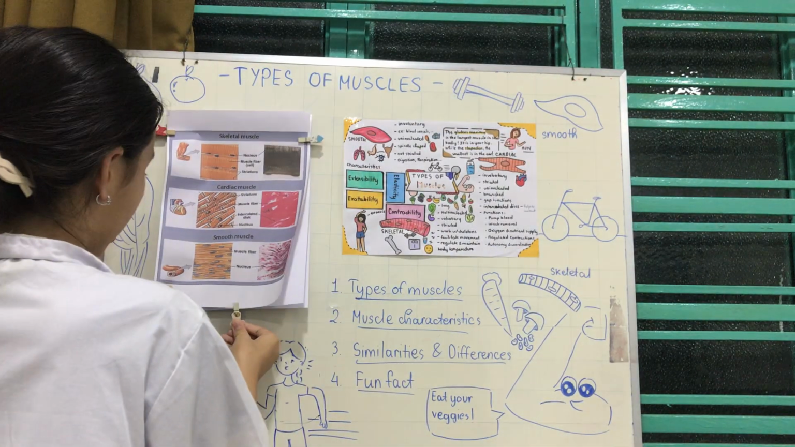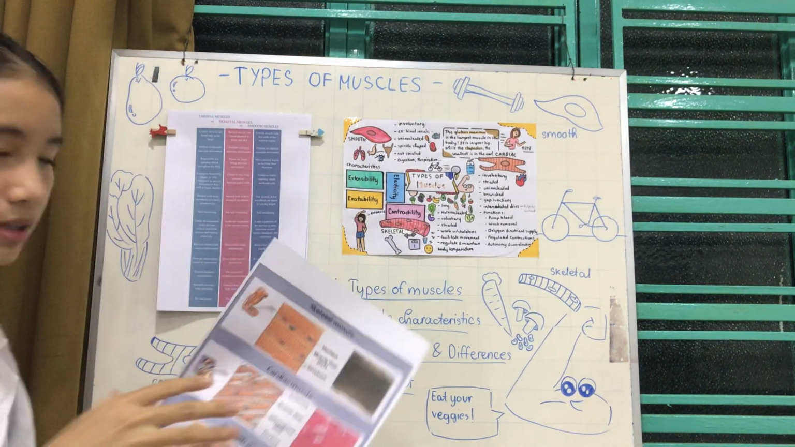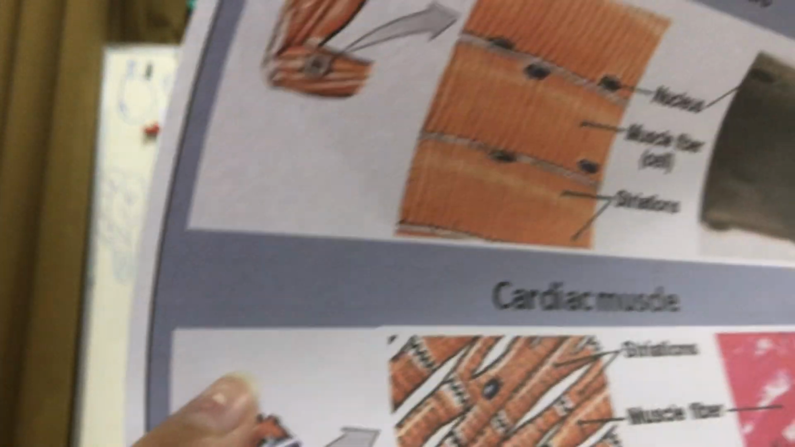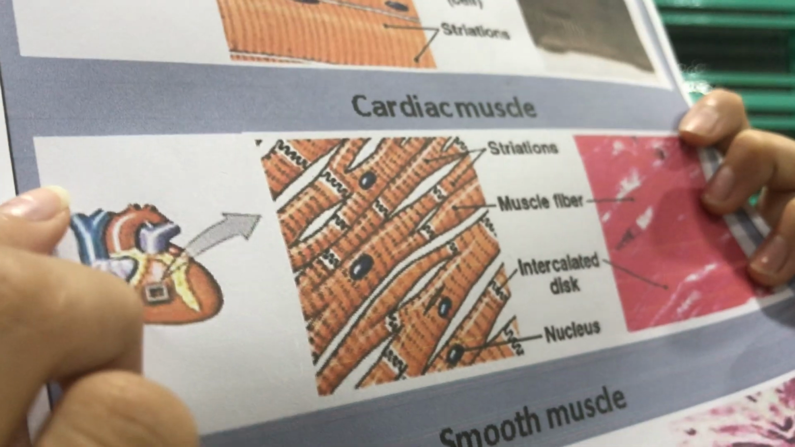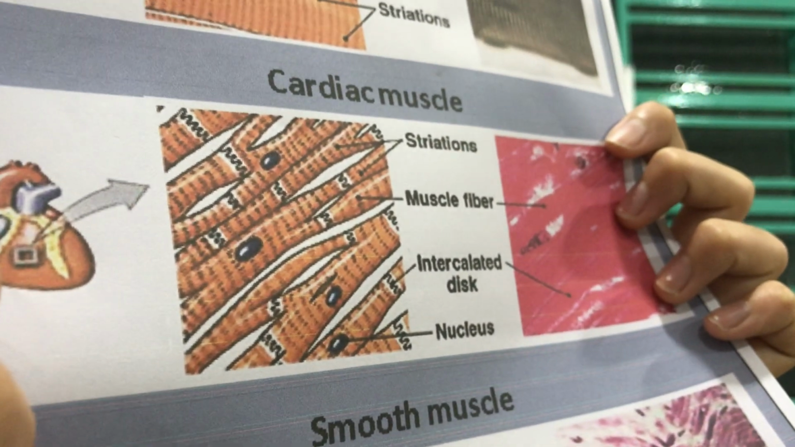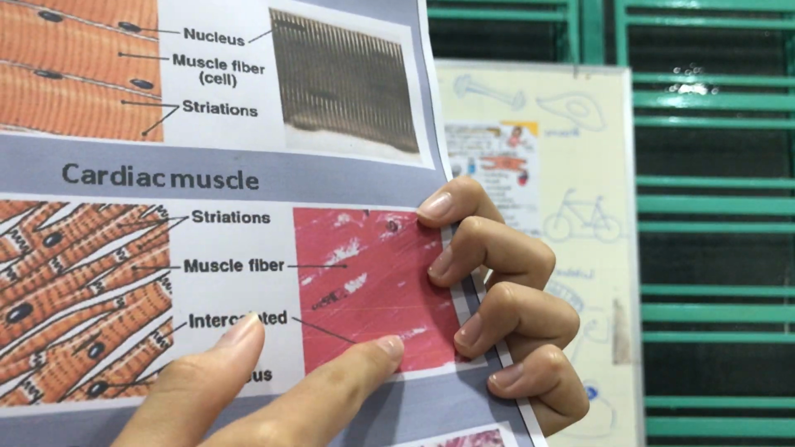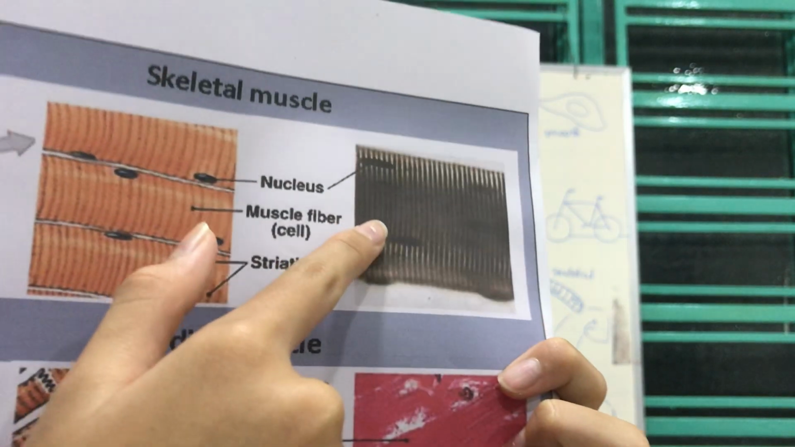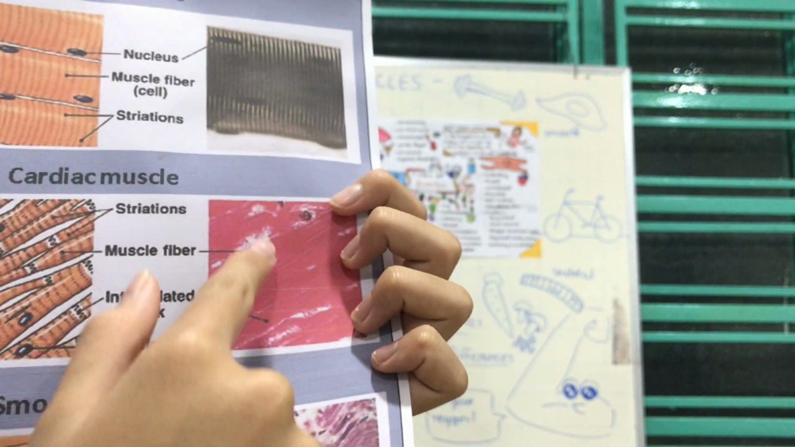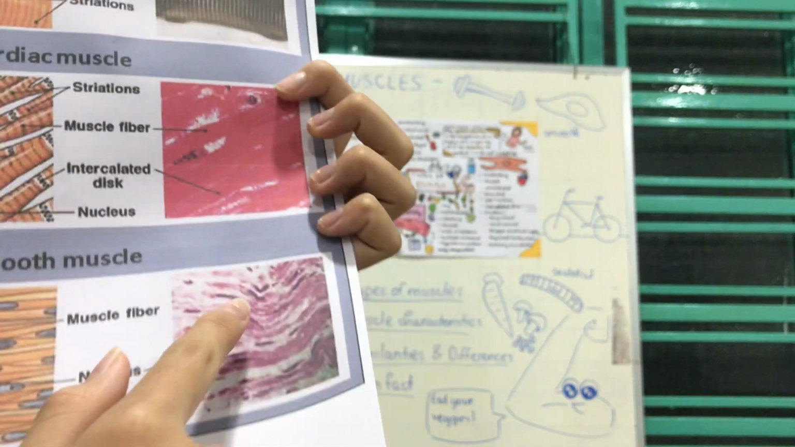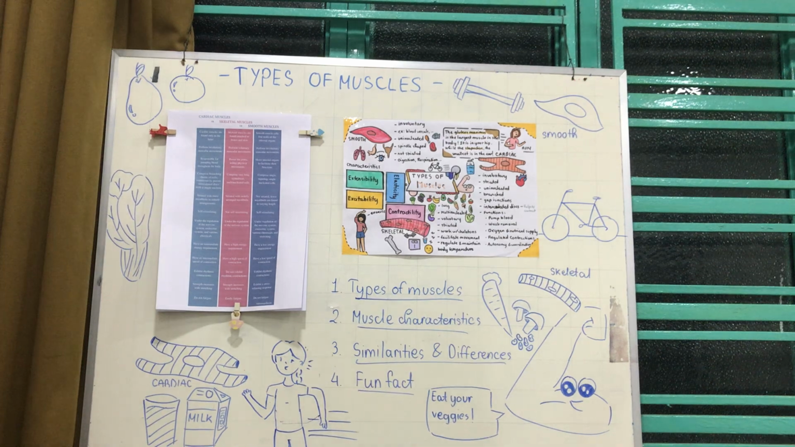So as you can see on the board, I want to show you this illustration. There is the skeletal muscle. As you can see, it has striations. This is the cardiac muscle. It is branched. It has intercalated discs. And as you can see here, these are real pictures of muscles. Here there's one nucleus. There are multiple nuclei in one cell. There's only one nucleus in each cell. So that is for the 3 types of muscles.